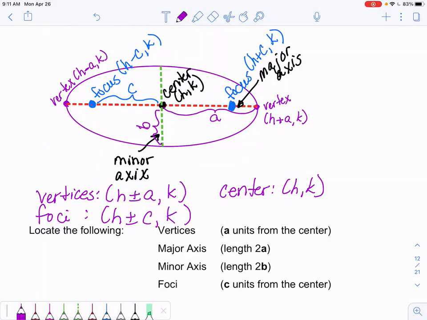And it's not always going to be in the middle of the center and the vertices. Sometimes it might be close to a vertex. Sometimes it might be closer to the center. Just depends on the numbers that you're given in the equation.